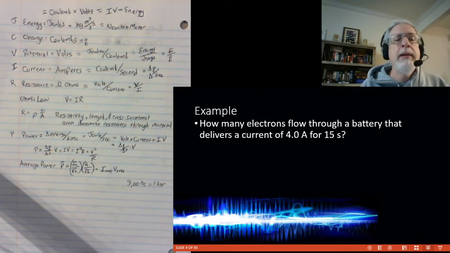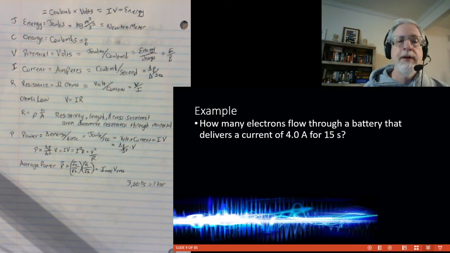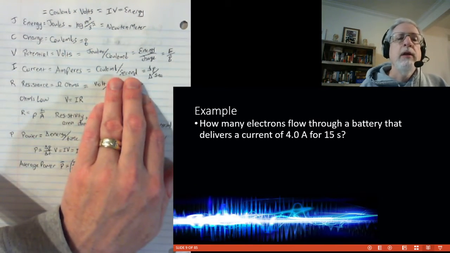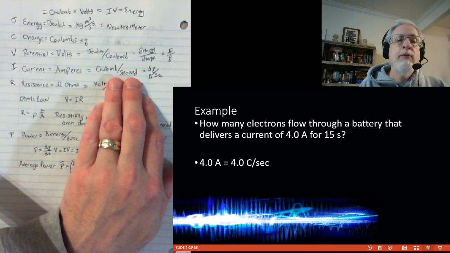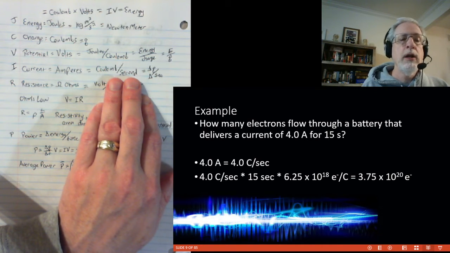Another example: how many electrons flow through a battery that delivers a current of 4 amps, so this is some industrial level battery here, for 15 seconds. So first of all, an amp is coulombs per second. So if I have 4 amps, that means 4 coulombs per second. And I have 15 seconds, so that tells me I'd have 4 times 15 coulombs.